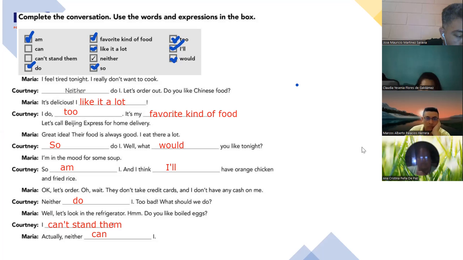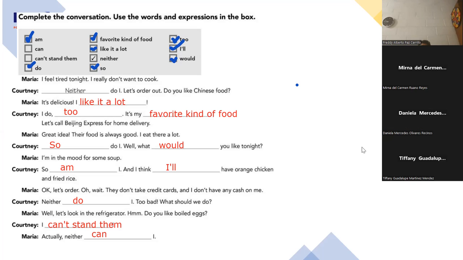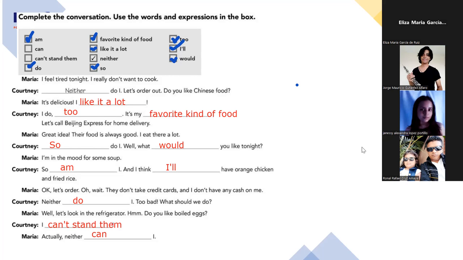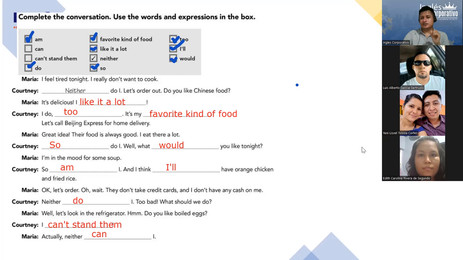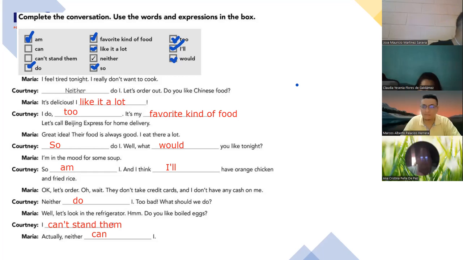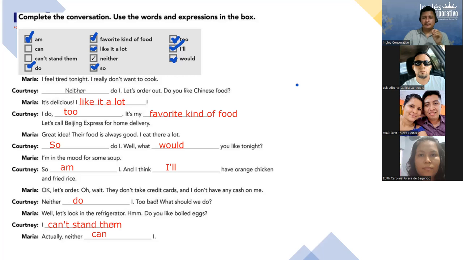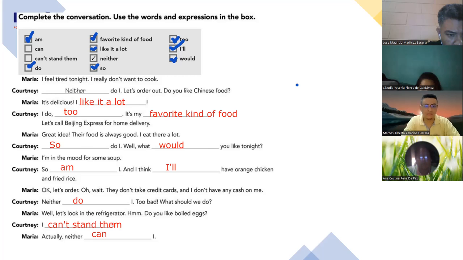We have another one. Let me see. Marcos, you are going to be Maria. Courtney, that's going to be Lisbeth Tolosa. Lisbeth, hello. Hello. Hola. Thank you, Lisbeth. How are you? Marcos, you are Maria, and Courtney, that is you, Lisbeth. Ready? Marcos, begin.